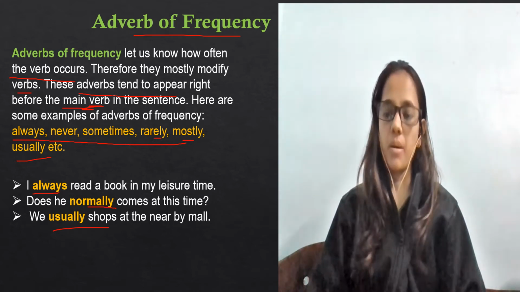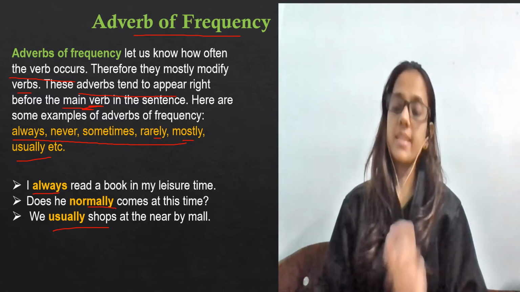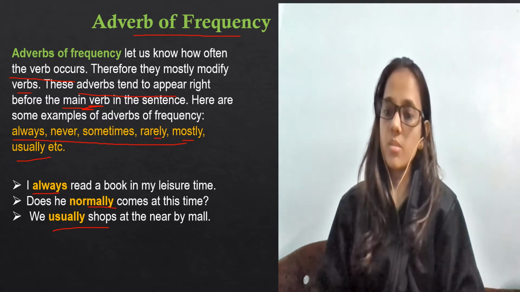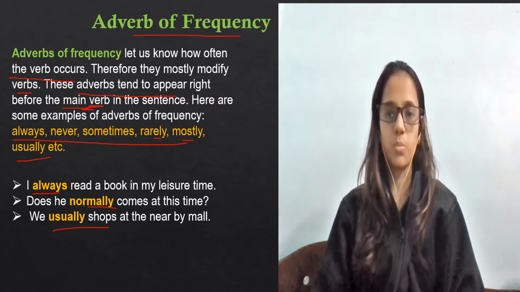She never lies to her parents. So never is what? Adverb of frequency. She always comes late to the parties. So always is what? Adverb of frequency. Samjha? Yes. Let's move to the next one.